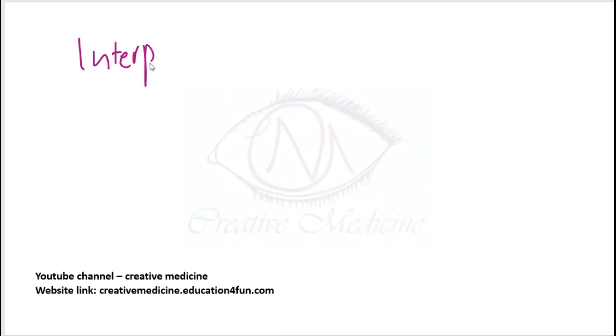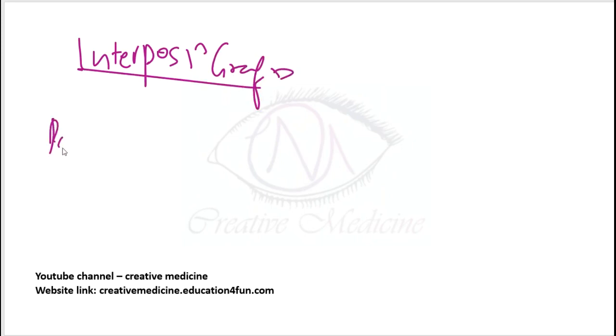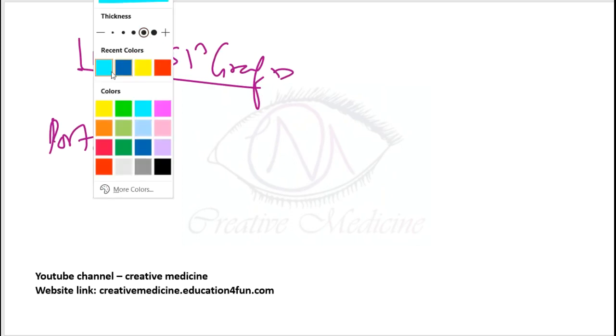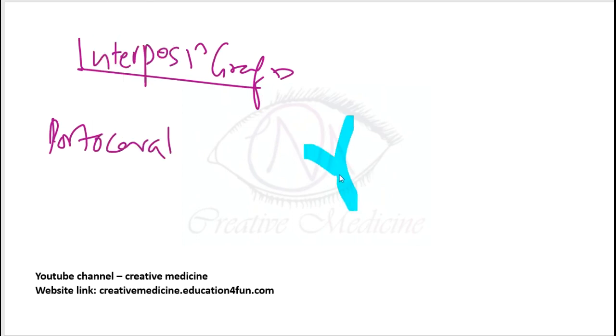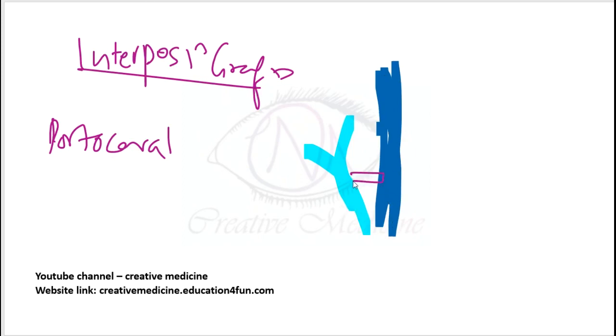Then you have interposition grafts. Among interposition grafts we have the portocaval graft. That is, between the portal vein and the vena cava you put a graft. So if this is the portal vein supplying the liver and this is the inferior vena cava, you put a graft between the portal vein and inferior vena cava. That is the portocaval graft.